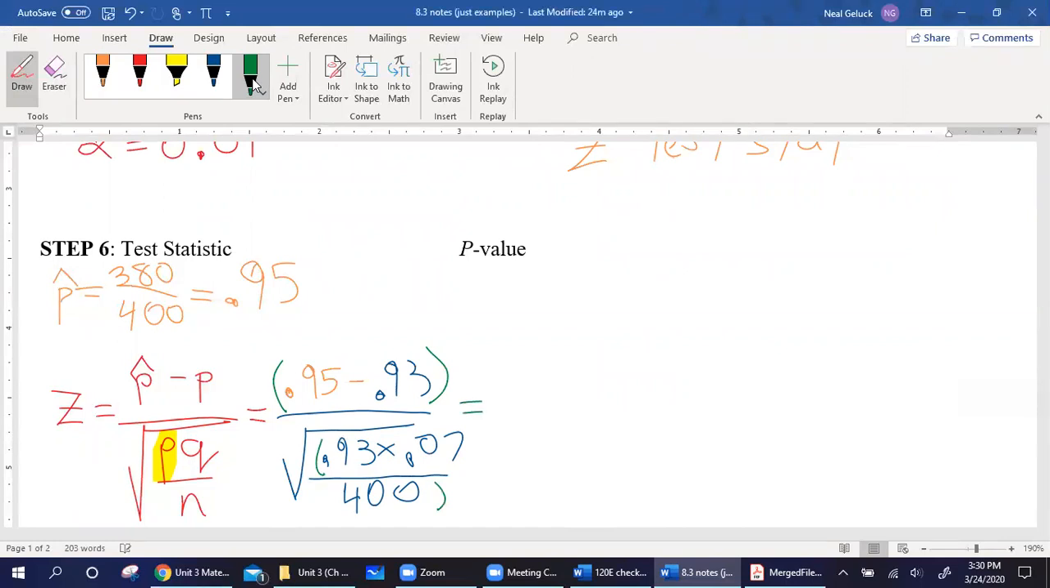If you run the numbers correctly, you should round to 1.57. That is my z test stat. So that's the test statistic.